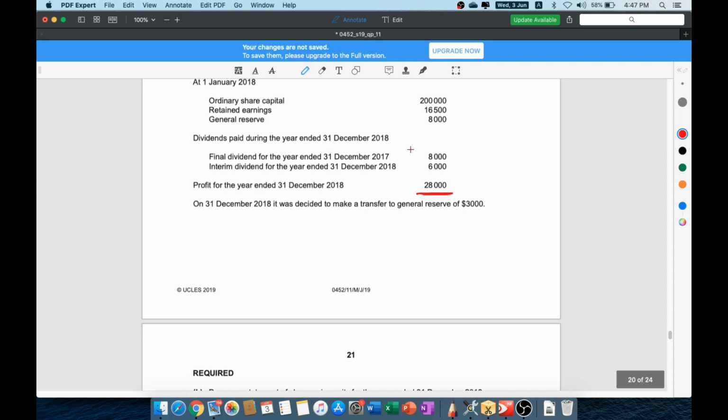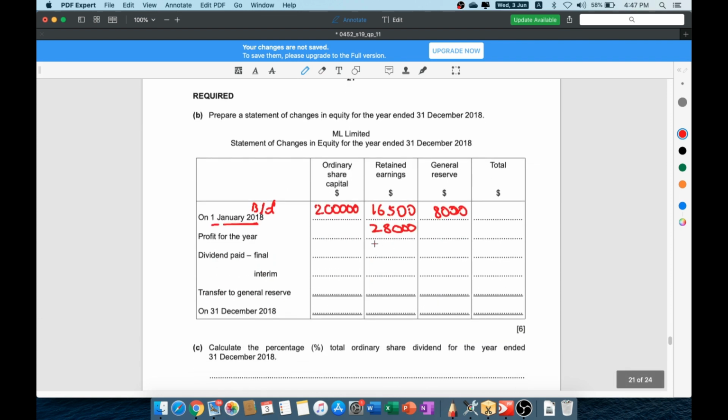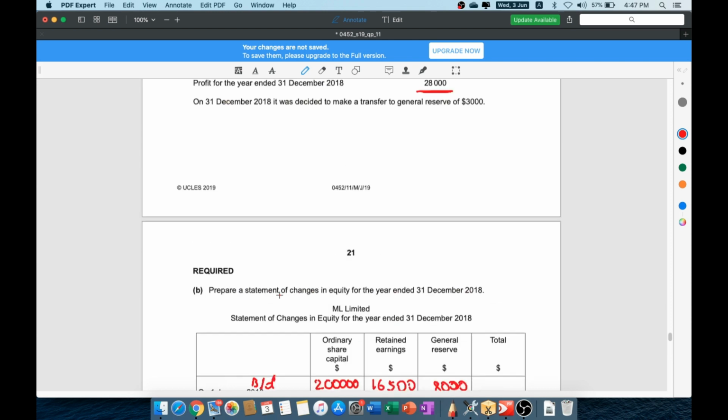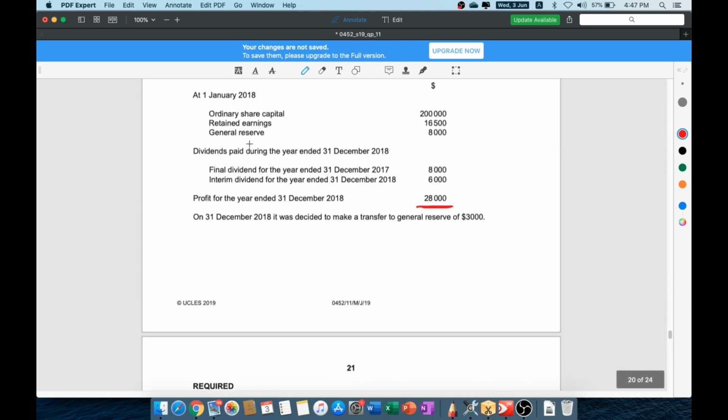And then dividend paid, final and interim. The priority from which we pay the dividends is actually the retained earnings. So we're just going to subtract both 8,000 and 6,000 for final and interim dividends respectively from the retained earnings. That is going to be negative 8,000, and then for interim negative 6,000. All right, and then there's the transfer to general reserve. He's given you that here, I guess.